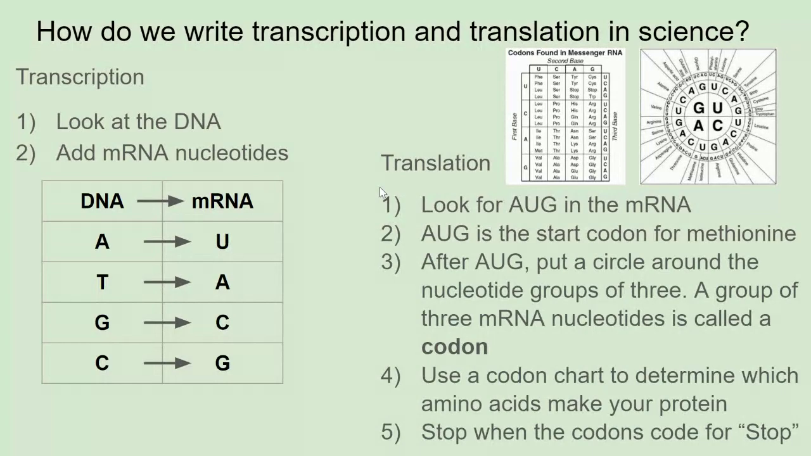After AUG, you're going to put a circle around the nucleotides in groups of 3. A group of 3 mRNA nucleotides is called a codon, and every codon will code for an amino acid. You can use a codon chart like the ones you see here to determine which amino acid is going to be called for, and when you find stop, that means you're done making your protein. There are certain codons that are just stop codons, and that means that's the end of the protein.